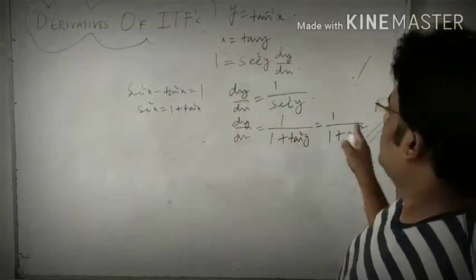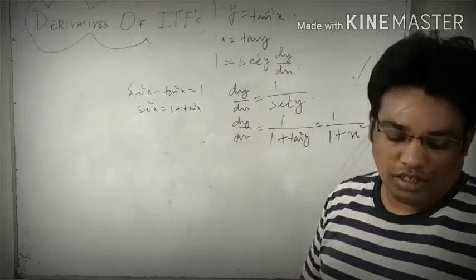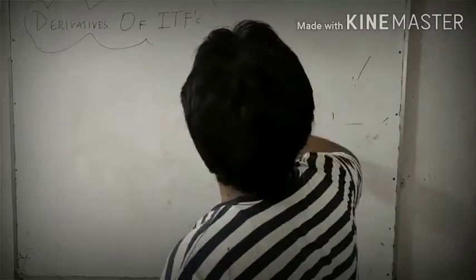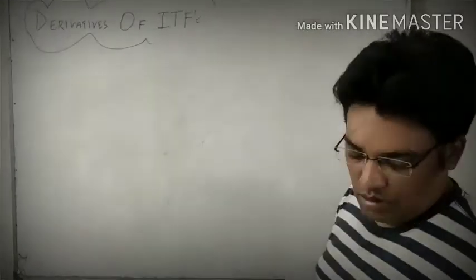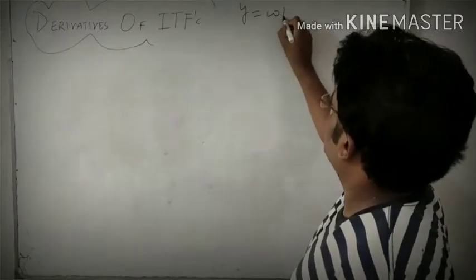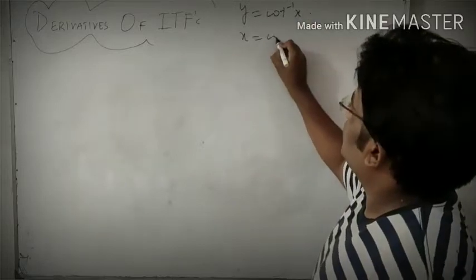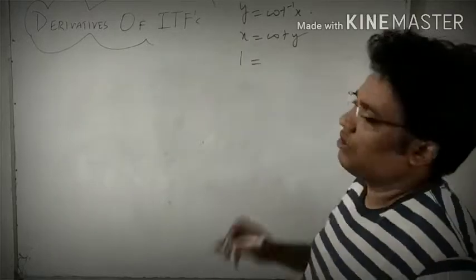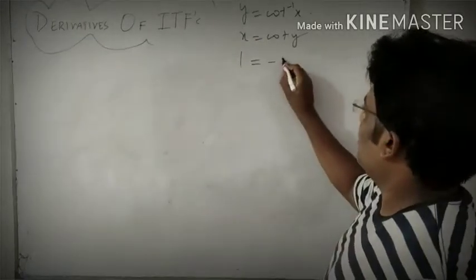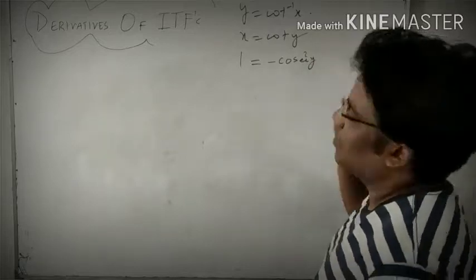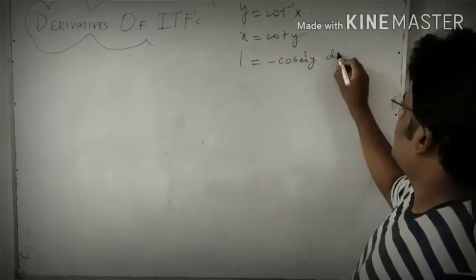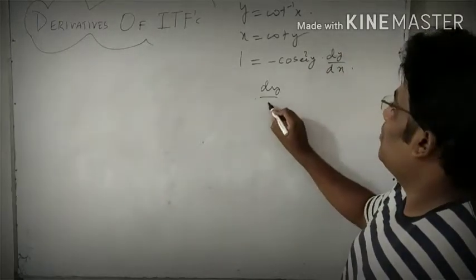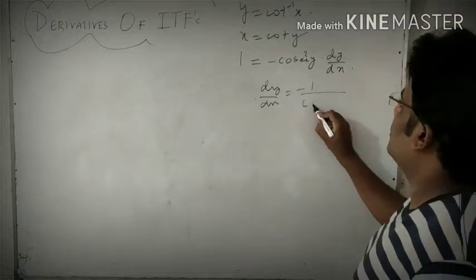Differentiation of tan inverse x is 1 by 1 plus x square. In the same way with cot, y equals cot inverse x, then x equals cot y. Now differentiation of x with respect to x is 1. Cot of something is minus cosecant square of that something. Differentiation of y with respect to x is dy by dx. Finally dy by dx equals what? Minus 1 by cosecant square y.